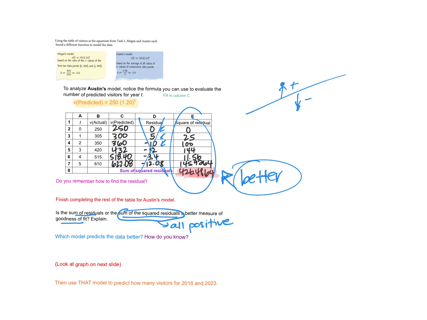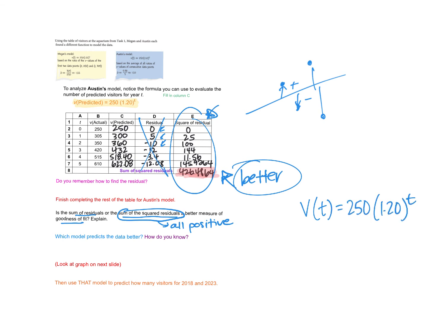That doesn't make the line or the curve better or worse. If it's above or below the same distance, that shouldn't matter. That's why we use this, because it is positive. So we decided that Austin's model, or our model, is a little bit better. Here's the equation.